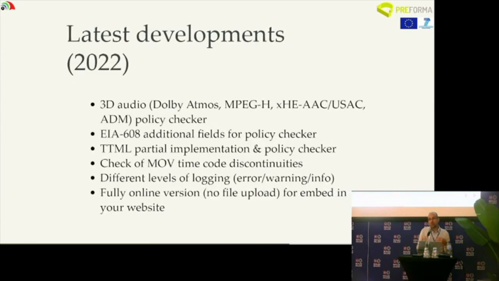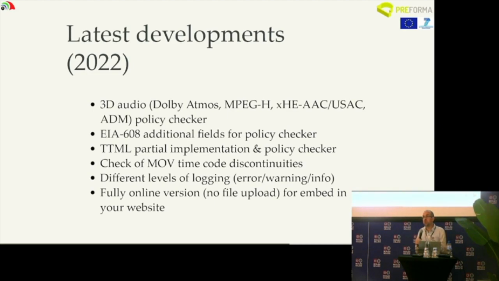So MediaConch was at the beginning focused on Matroska and FFV1, but now other people are interested in other formats. The latest developments of MediaConch are more about 3D audio, so a totally different place. Sometimes we work with stereo, and now with MediaConch we worked a lot on 3D audio because there are no tools for checking the conformance of 3D audio, so Dolby Atmos, MPEG-H, and so on. We don't do an implementation checker for them yet, but we can have a policy checker for them.